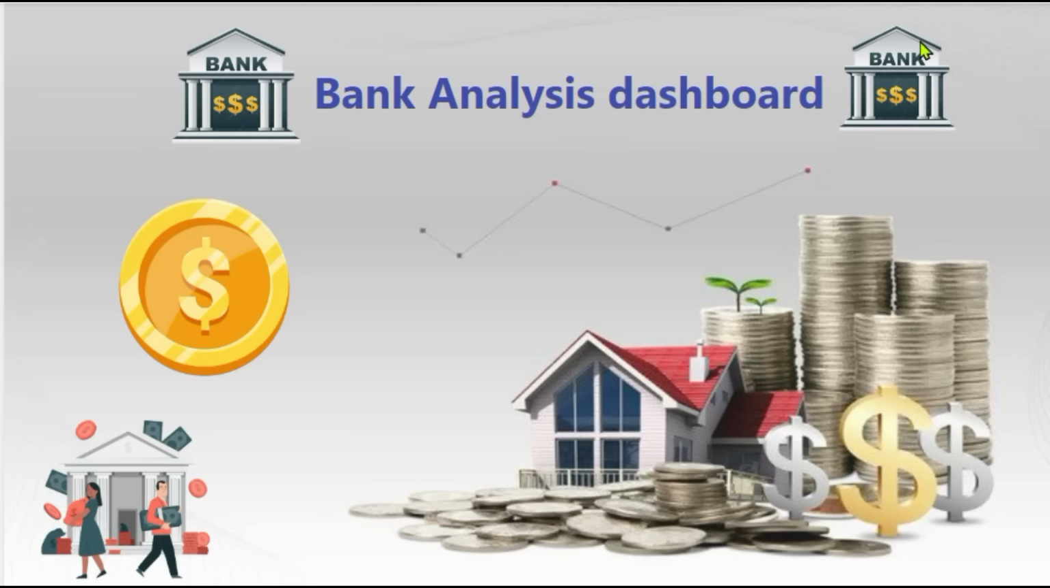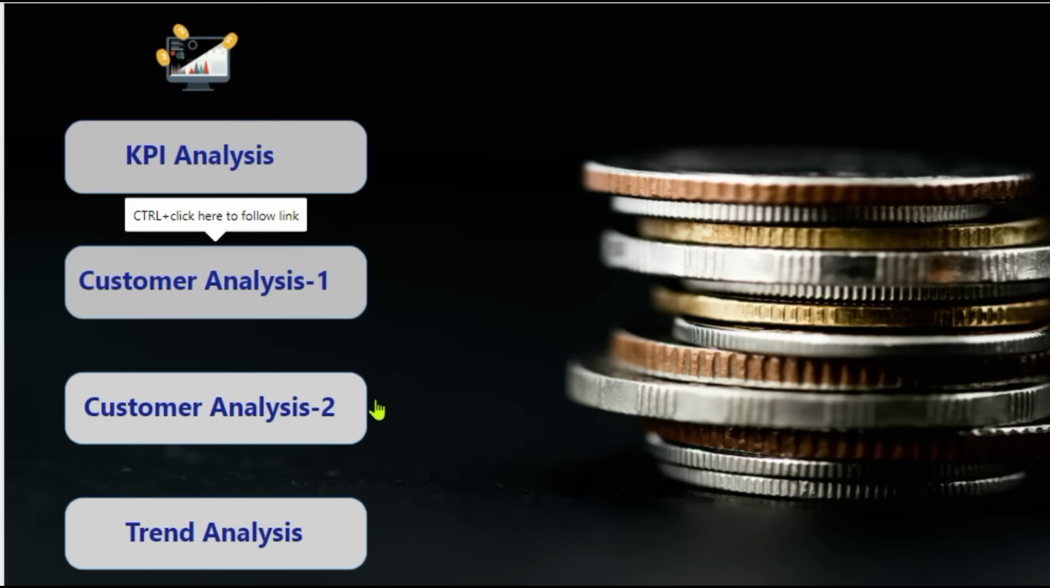Here you can see this is the main page and here you can see a dollar sign. If you want to navigate to the menu page, you just have to press Ctrl and click this dollar. It will navigate to our menu page. In this menu page, you can see that I have created some buttons for all the 4 pages. So we are going to create all these 4 pages today. First is KPI analysis, second is customer analysis 1, customer analysis 2 and the trend analysis. Now if you want to move to the KPI analysis page, just press Ctrl and click this KPI analysis.